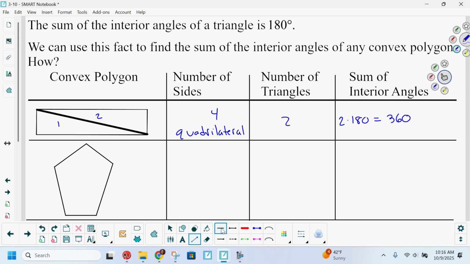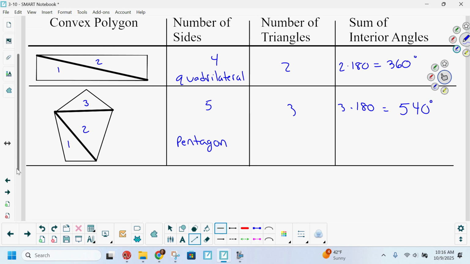All right, the pentagon. We'll do the same thing. Pick a vertex. I'm going to pick this one here and draw in every diagonal you can to make triangles. So I have 1, 2, 3 triangles. So I have 5 sides. This is called a pentagon. I made 3 triangles. 3 times 180 degrees is 540 degrees. And I'm going to keep doing this until I notice a pattern.